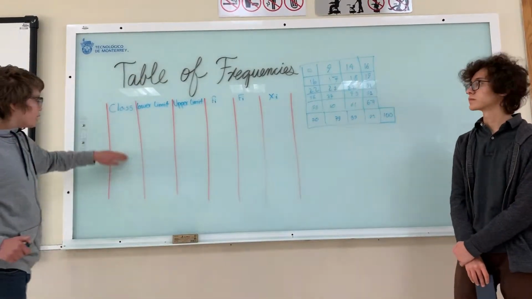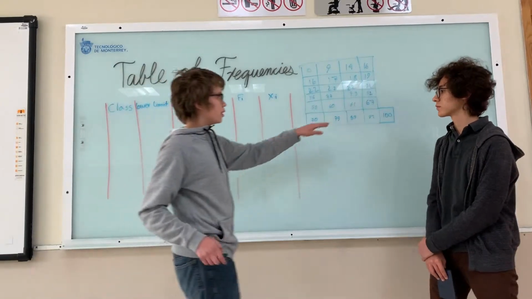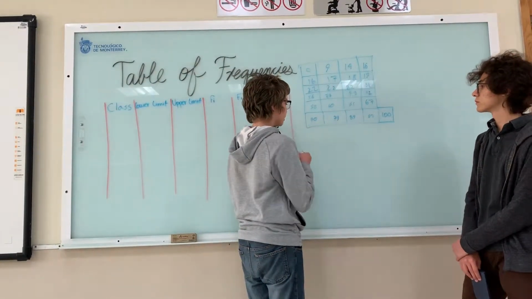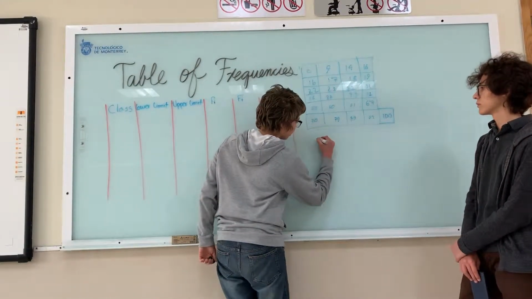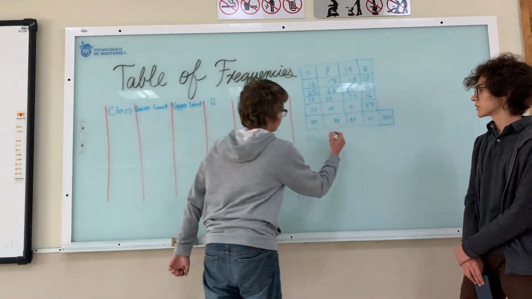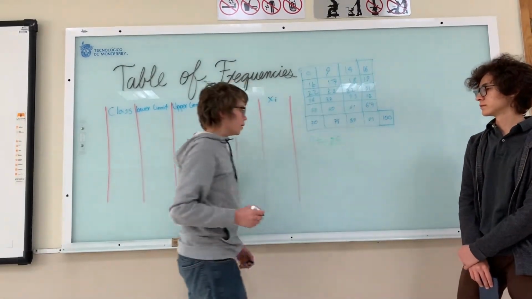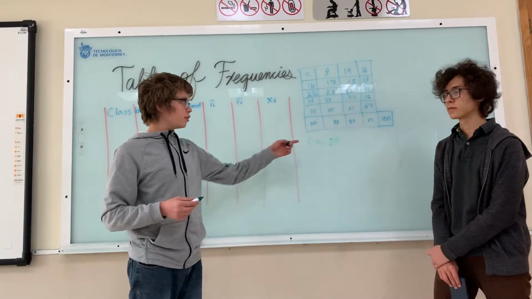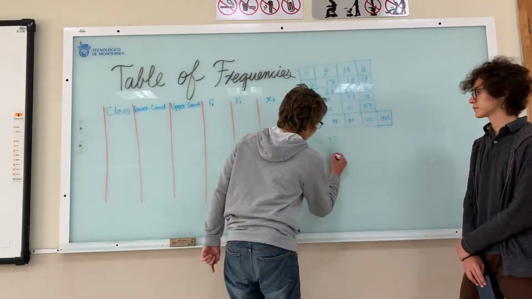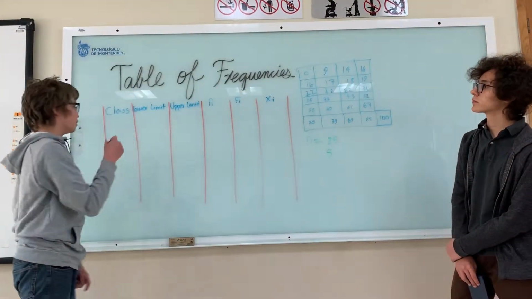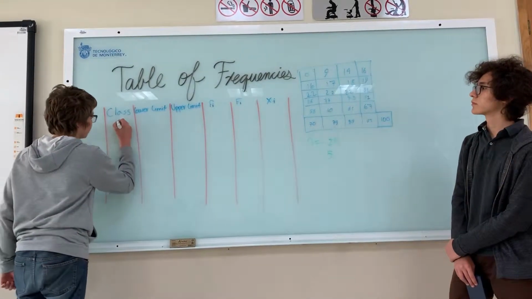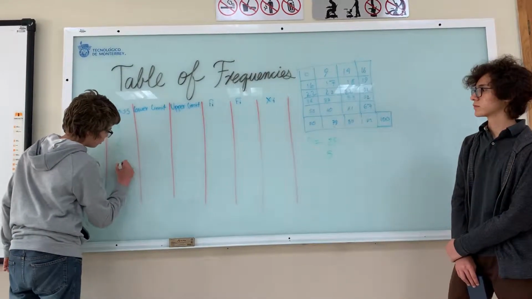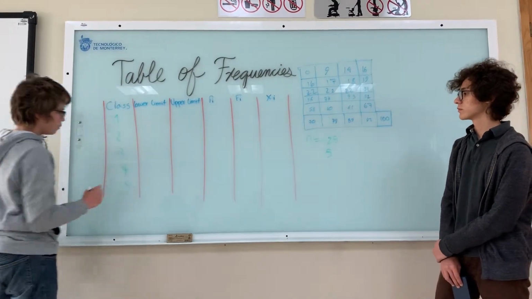To know how many classes you need, you have to calculate the square root of the total. So we have that n is equal to 25. Then the square root of that is 5. So we're going to have 5 classes. So we can start naming them 1, 2, 3, 4, 5.